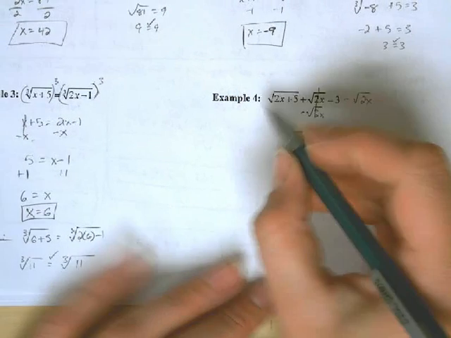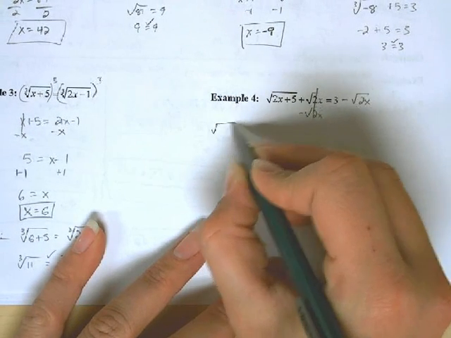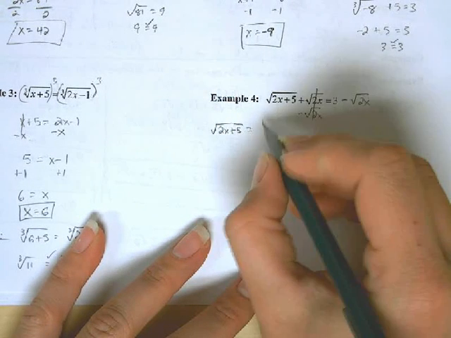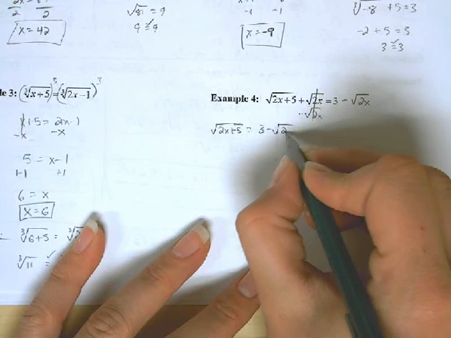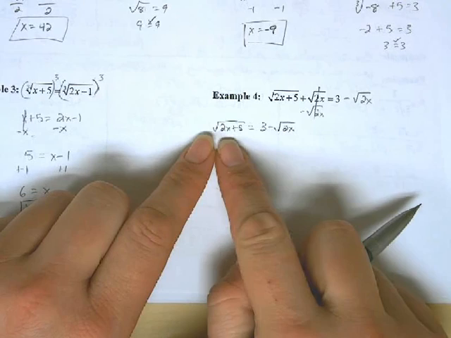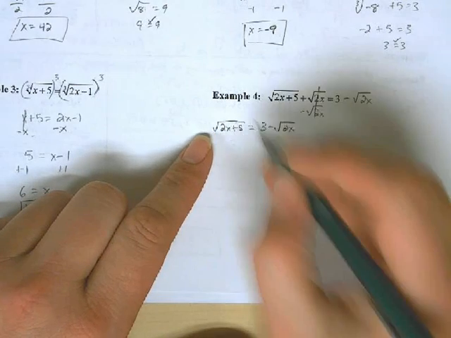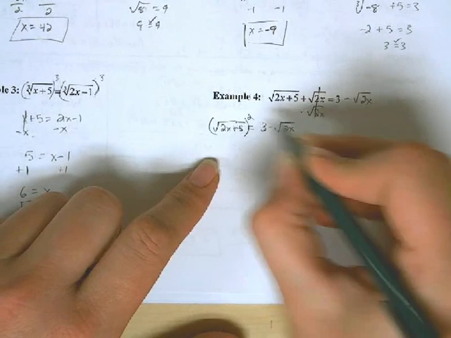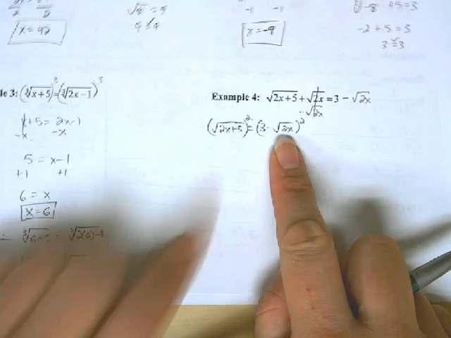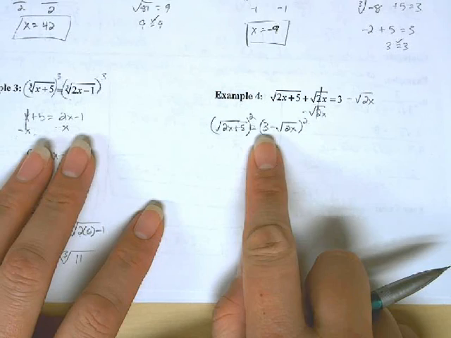So I've got an isolated radical. So over here on the left, I've got the square root of 2x plus 5. And on the right-hand side, I've got 3 minus the square root of 2x. Okay, same process. So raise it to a power that matches the root. This is a square root, so I will raise it to the second power. Okay, and I have to raise everything. So notice my use of parentheses in all of these. Okay, so squaring the entire side.